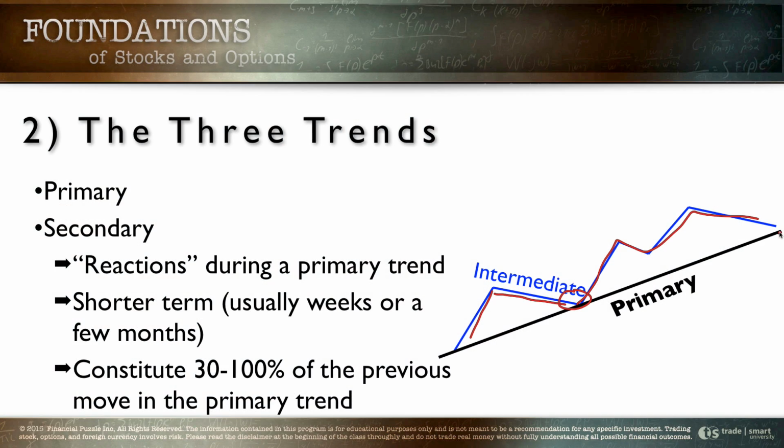Generally speaking, we can say that this move is going to constitute anywhere from 30 to 100% of the previous move in the primary trend. Now, what does that mean? Let me visually show this and maybe it makes more sense. If you notice the blue first wave of the intermediate move, the reactionary move, that's the second wave of this here, it should correct anywhere from 30% up to 100%, but it should not correct more than that.